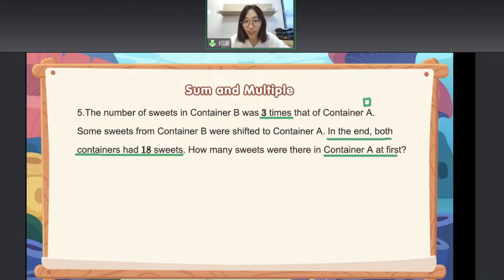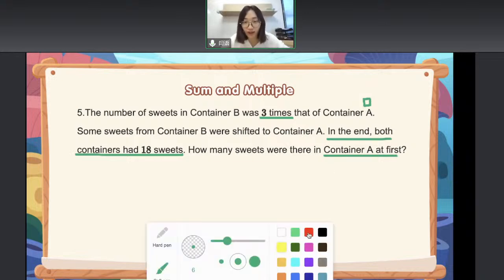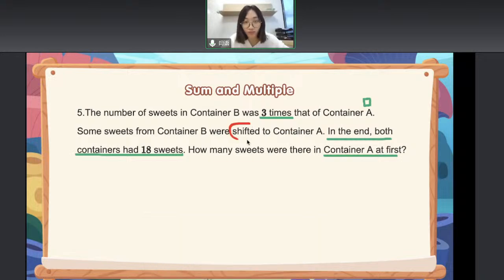Well, in such a question, here is another keyword. Everyone, please try to circle it: shift. As long as you see the word shift, we can say such a type of question is internal change. What's the meaning of internal change? For example, Teacher Apple has 10 coins, and you have 20 coins. Now Teacher Apple gives all my 10 coins to you. Now I have nothing, but you have 30 coins, right?